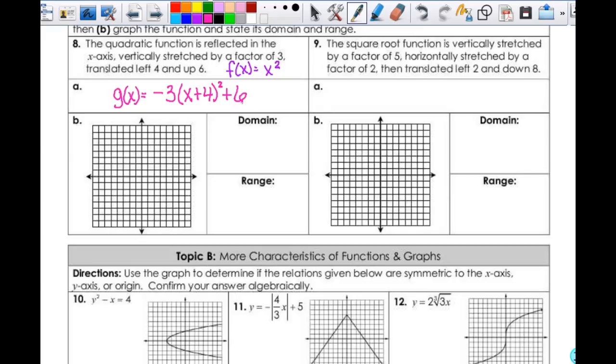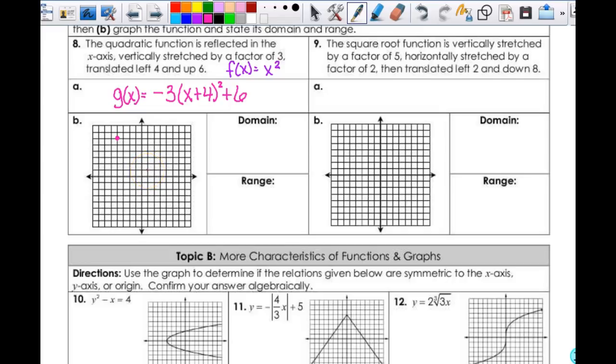Okay, so my domain, my range, we can graph it first or second, it doesn't matter. My anchor points are 0, 0 is one of them. So I can start at 0, 0. I'm going to reflect it in the x-axis, which means I don't go anywhere. Vertically stretched, I don't go anywhere. Translated left 4, 1, 2, 3, 4, and up 6, 1, 2, 3, 4, 5, 6. So I'm right here.